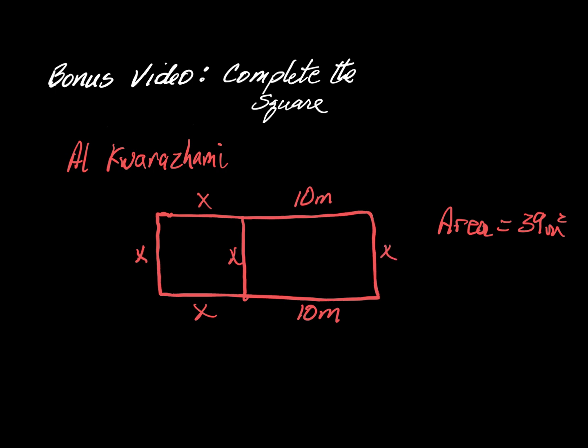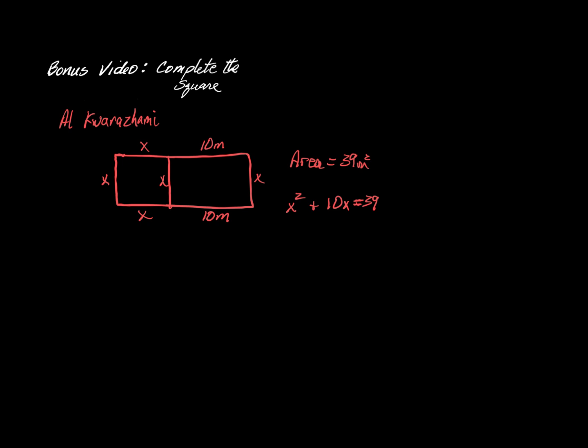And so we can see that we have one room whose area is x squared, x times x, and the area of the second room is 10x. And when you add those together, you get 39 meters squared. So that is your problem statement. Now, as you can see, Al-Khwarizmi and his friends had essentially created a quadratic equation, but they did not have the quadratic formula yet, and they did not know how to solve this problem.